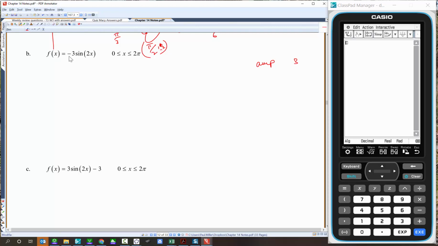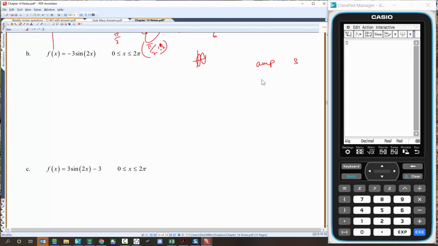All right, now what does the negative do? Well, maybe you're thinking it might reflect it in the x-axis, and if you think that, you'd be 100% right. So the usual sine function will go up and down like that. This one here will go down and then up. It will reflect in the x-axis. Right, so we just need to remember that when we sketch it.